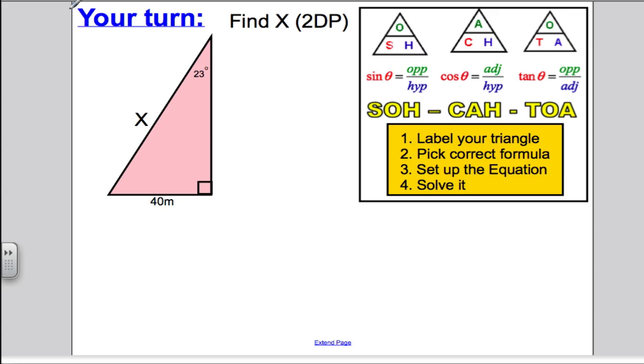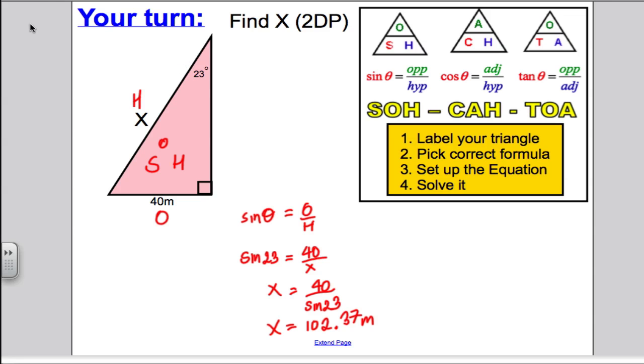And the answer to this question that I got was 102.37 meters. I did swap it in just to check you were doing it right. Always don't forget your unit, okay? So we're using SO, and then rearranging, we got 102.37 meters. Okay, next question. I'm going to show you an example. You follow, then have a go at one yourself.